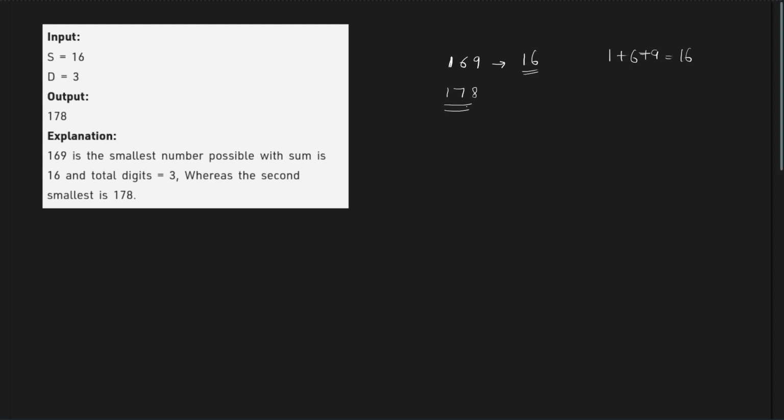Now, how do we solve this problem? This problem is particularly an observation problem, and to reach that point you will have to apply some brain. Actually, we can divide the problem into two halves. The first task is to find the smallest number such that the sum is s and the number of digits is d. This is just an implementation thing. The second thing is to find the second smallest number from the smallest number. This part is purely observation. You can write down a few test cases and observe the relation between the smallest and the second smallest number.